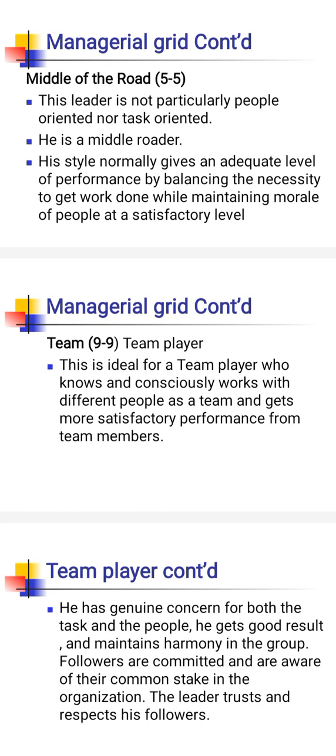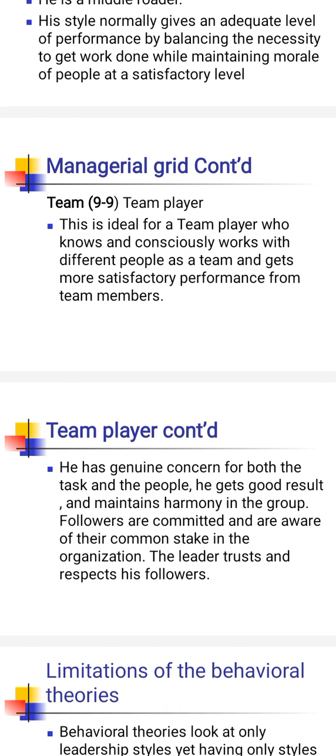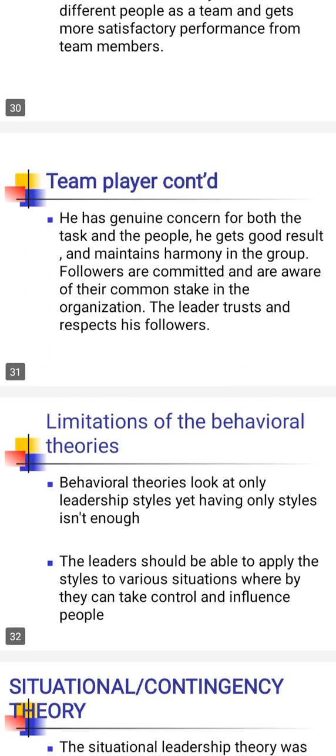Then we have the team leader, that is 9-9. This is the ideal team leader who knows and consciously works with different people as a team and gets more satisfactory performance from team members. They are telling us that this style of team leader has genuine concern for both people and tasks. He gets good results and maintains harmony in the group. Followers are committed and are aware of their common stake in the organization.